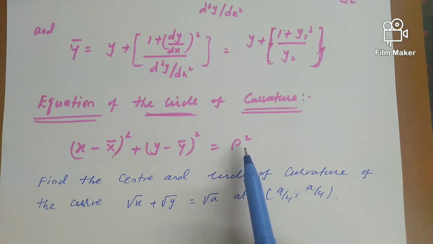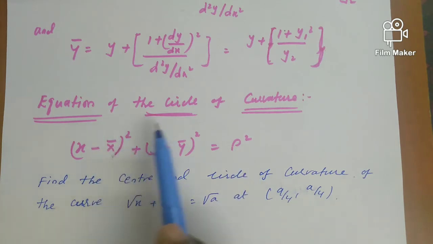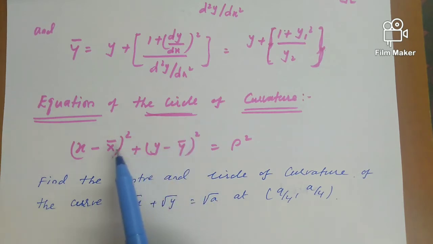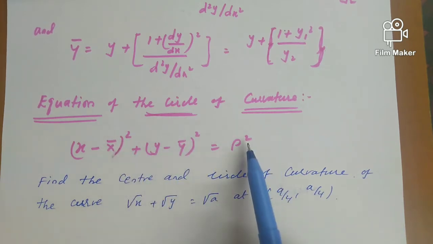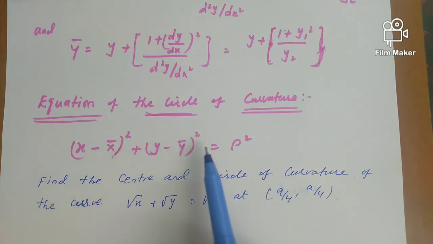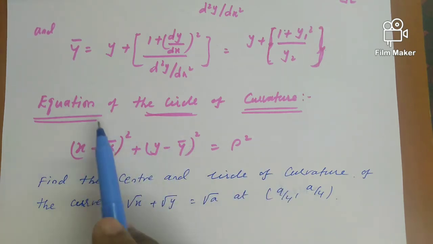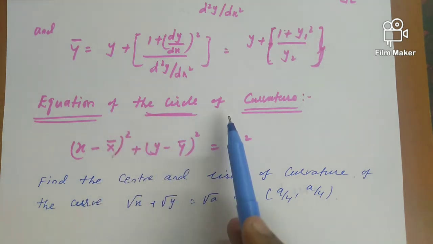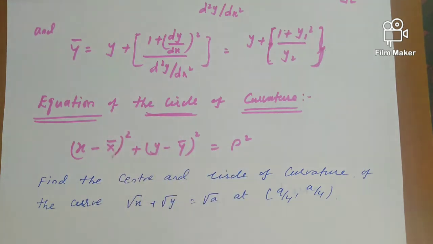So for a given curve, if we want to find the equation of the circle, we need to find x bar, y bar and rho. After finding all the three values, substituting them in this equation, we can get the answer for the equation of the circle of curvature. So today we are going to do this kind of problem. Look at the first question.